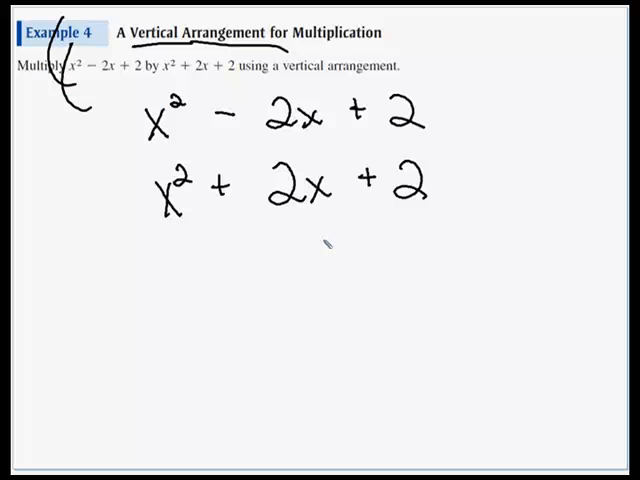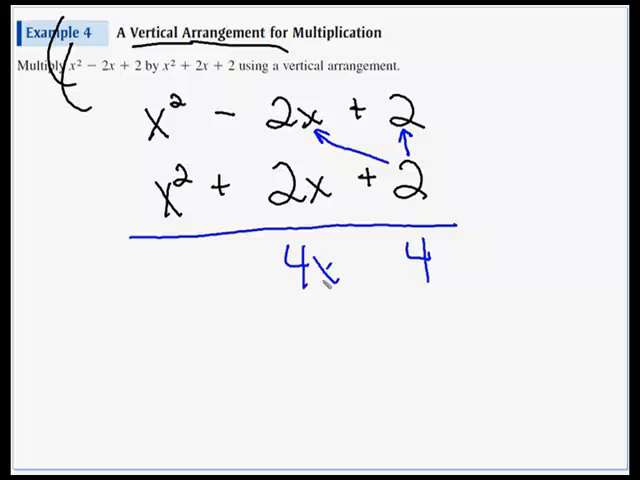So let's multiply. I'm going to start here on the right and work my way left. I'm going to multiply the 2 by everything above it. So 2 times 2 is 4. 2 times 2x is 4x. We'll keep this plus sign. We'll also keep this minus sign. 2 times x squared is 2x squared.